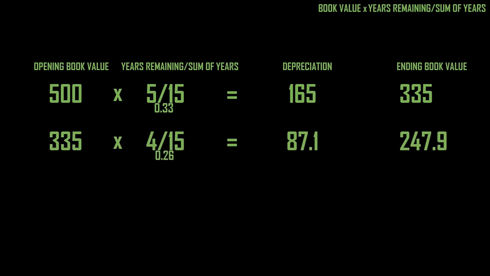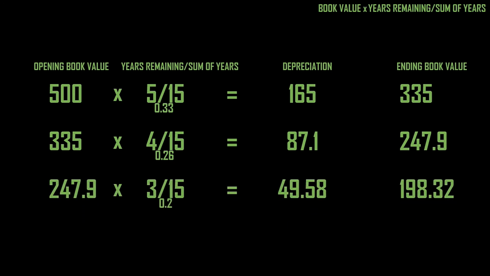In the second year, 335, that was the ending book value of year 1 and opening book value of year 2. You multiply that with 4 divided by 15, 0.26. The depreciation value is 87.1. You also have the ending book value 247.9. The third year is going to be the same, 3 divided by 15. That is 0.2 times 247.9. Depreciation value 49.58. Ending book value 198.32, and you get the idea.